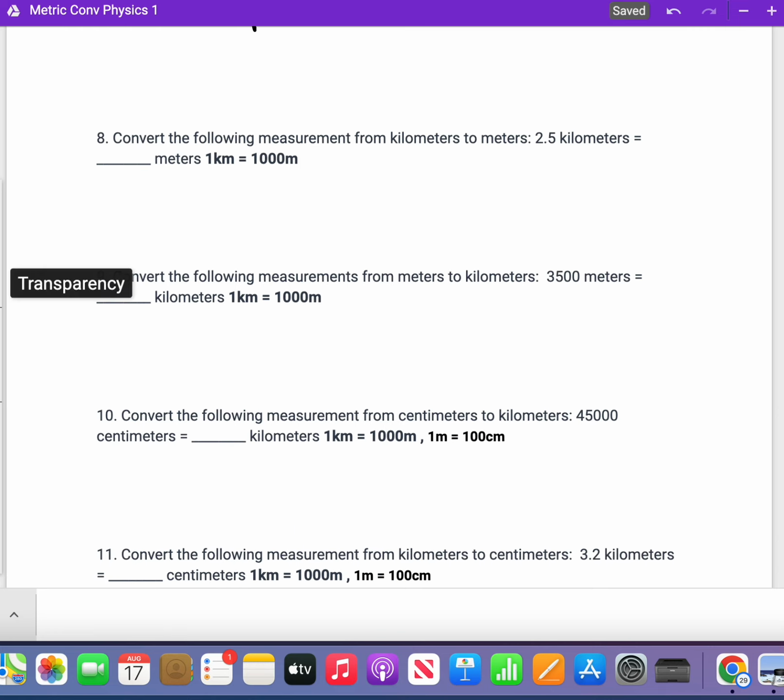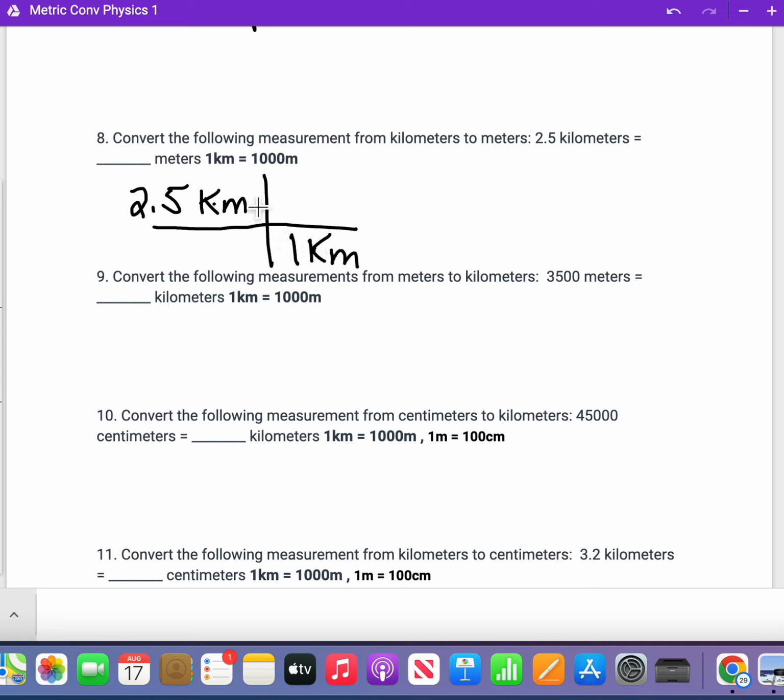Okay, number 8. Convert the following kilometers to meters. Okay, so we have a little different conversion. You just do it all the same way. 2.5 kilometers. We draw the picket fence. Okay, we have kilometers here, we got to put kilometers down here. Well, the conversion is 1 kilometer to 1,000 meters. So 2.5 times 1,000 is 2,500 meters.